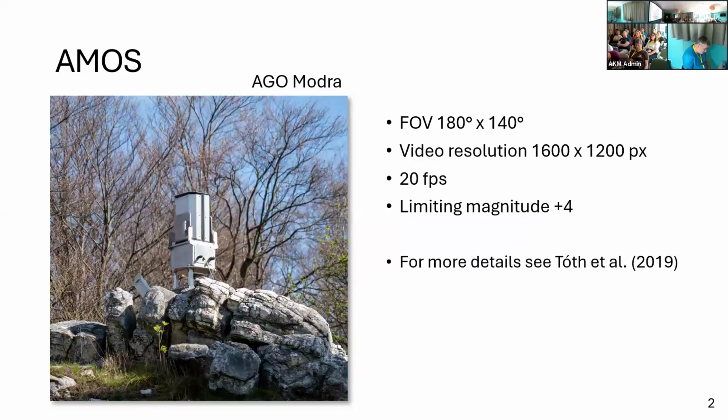So this is our instrument. It's called AMOS. That is short for All-Sky Meteor Orbit System. And it records almost all-sky videos at 20 frames per second. And the limiting magnitude for moving objects is around +4. Here it is pictured at our astronomical and geophysical observatory in Modra, close to Bratislava.